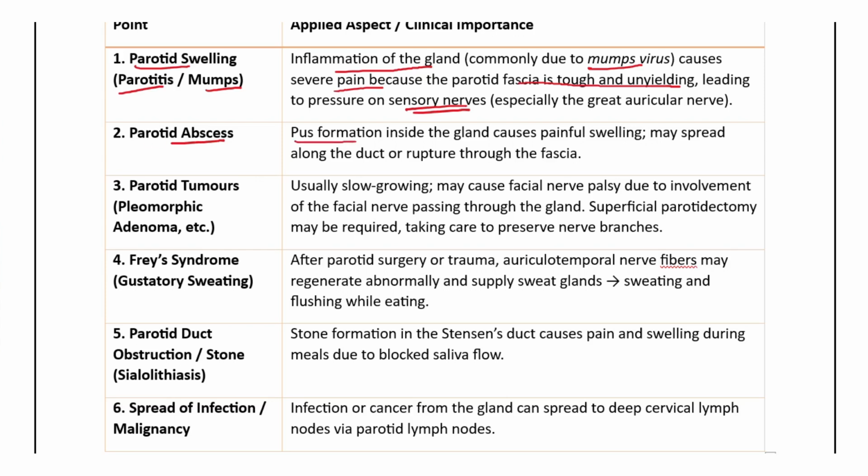Then we have the parotid abscess. There will be pus formation inside the gland, which can cause a painful swelling, and it may spread along the duct to rupture through the fascia. Then we have the parotid tumors. Commonly seen is the pleomorphic adenoma. Okay, it's slow growing. It may cause facial nerve palsy due to involvement of the facial nerve that's passing through the gland.